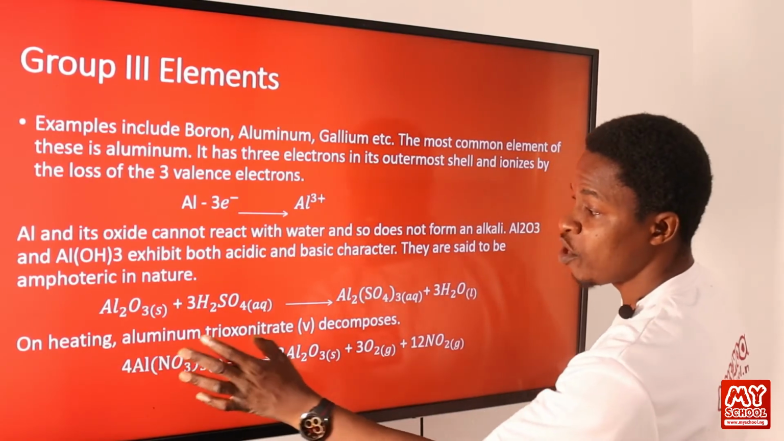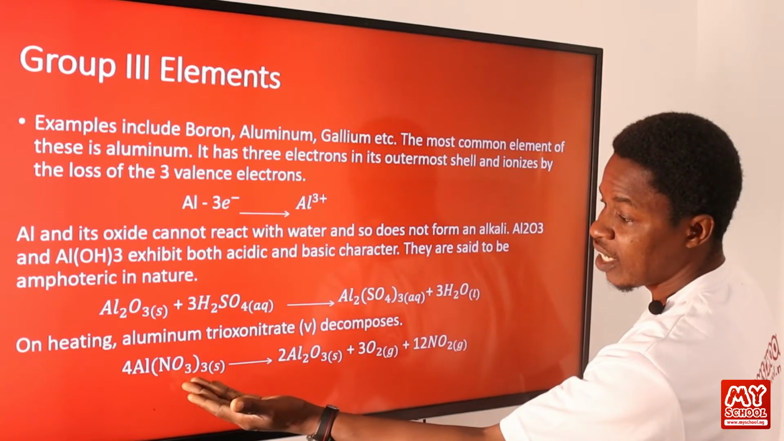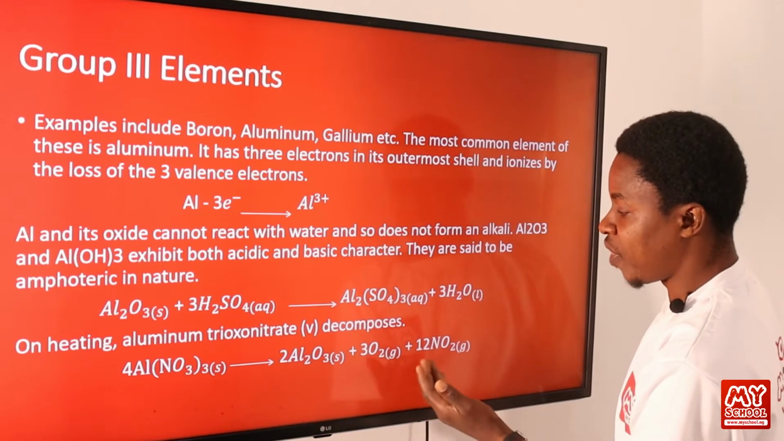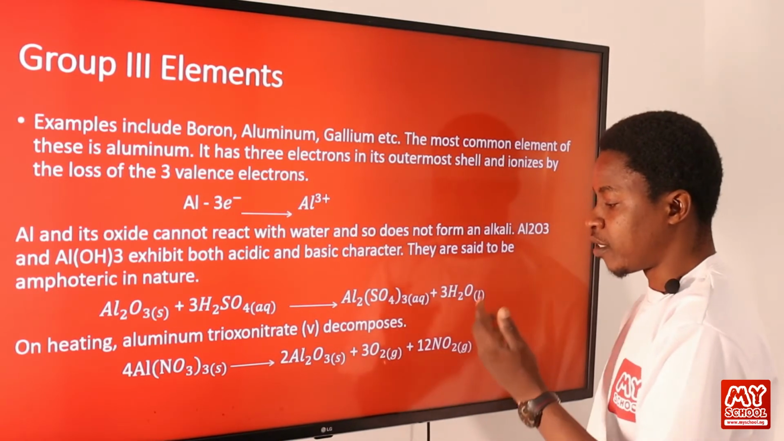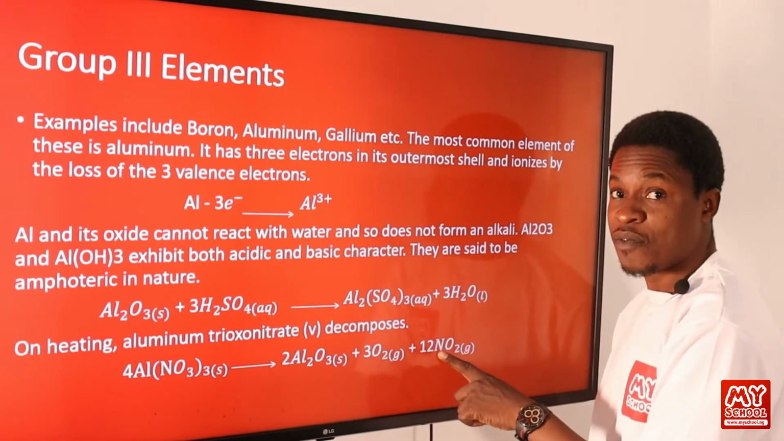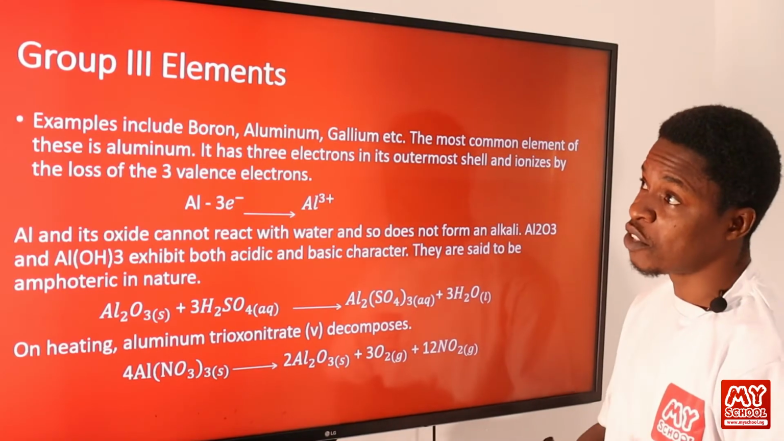On heating, aluminium nitrate decomposes, it breaks down to aluminium oxide, oxygen, and nitrogen dioxide, also called nitrogen(IV) oxide. Of course, that is gaseous, and then we have this reaction. Let's move on to the next slide.